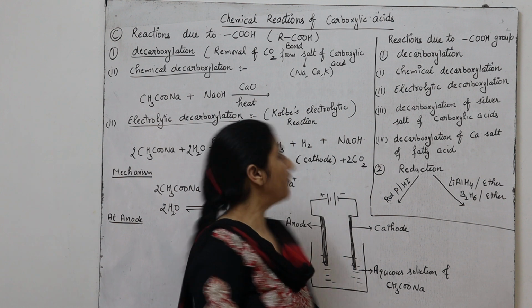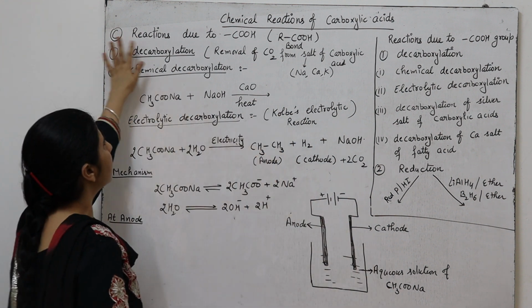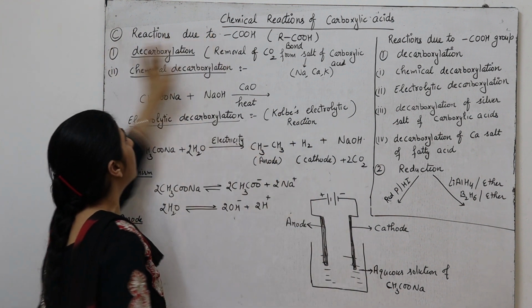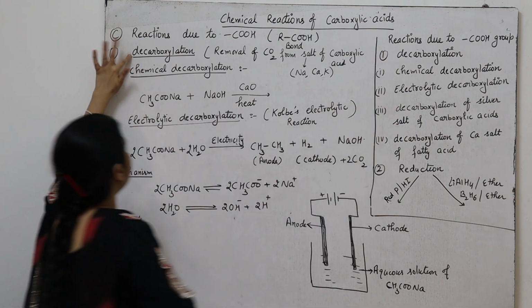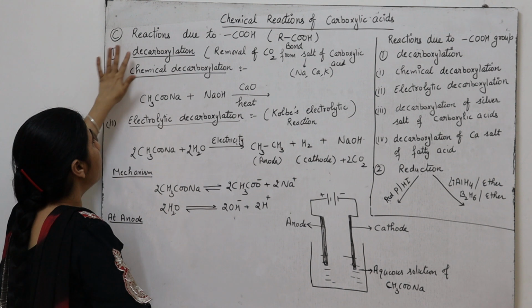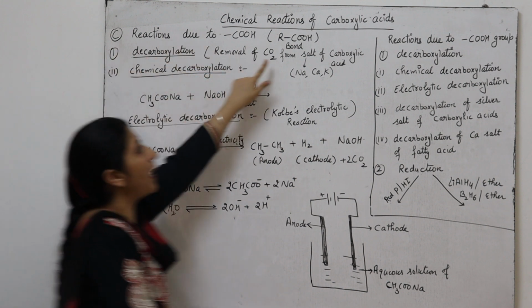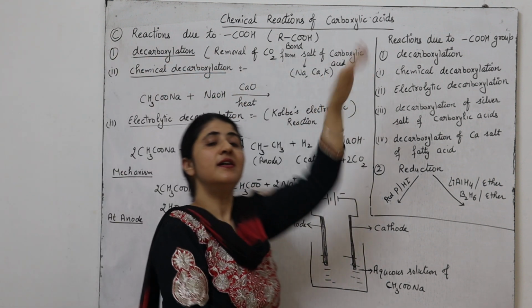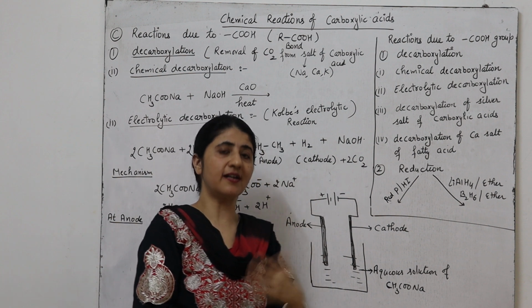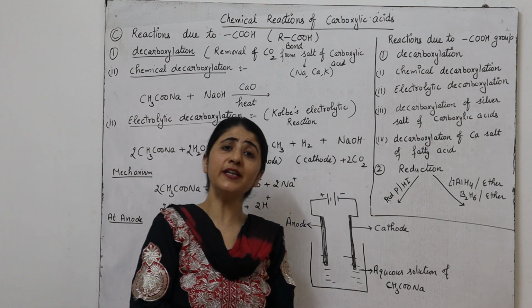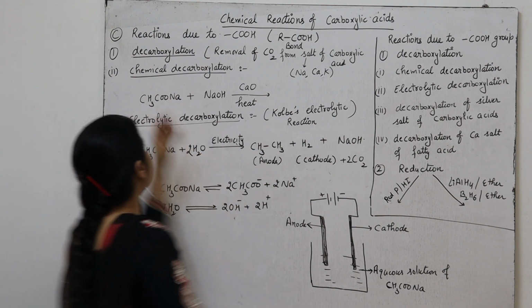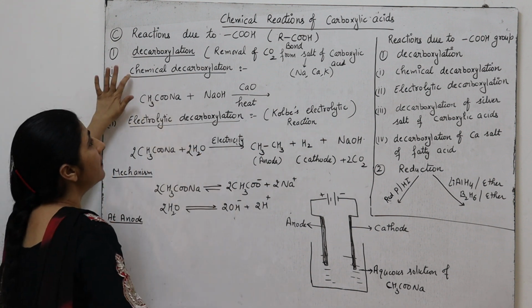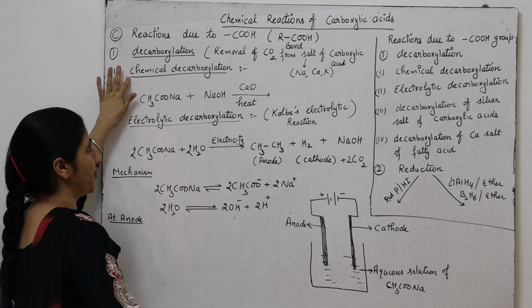So let's start. First is the reaction due to the carboxylic group. Number one is the decarboxylation reaction. Decarboxylation means removal of carbon dioxide from the salt of a carboxylic acid. The salt may be a sodium salt, calcium salt, or potassium salt. First we will start with chemical decarboxylation.